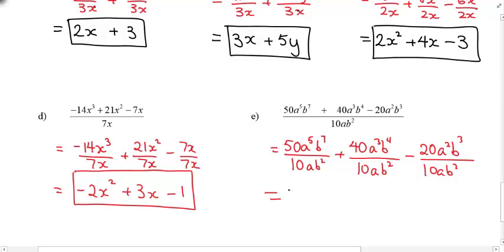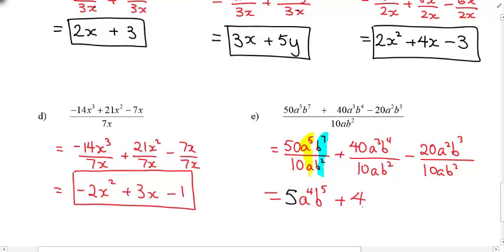50 divided by 10, that's 5. Deal with the a's now first, okay, together. So a to the power of 5 divided by a. I'm going to subtract the exponent, so it's a to the power of 4. And then deal with the b's. B to the 7 divided by b squared. So 7 minus 2, that's 5. So this is b to the power of 5.